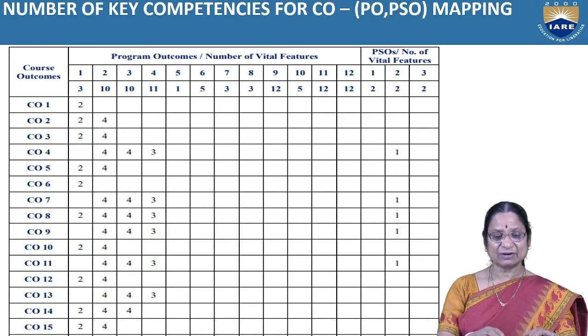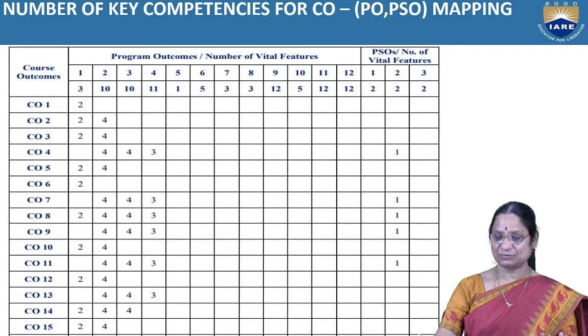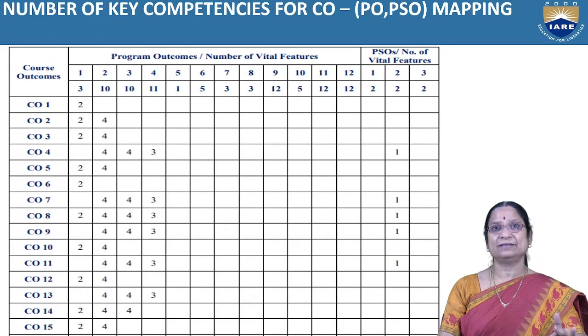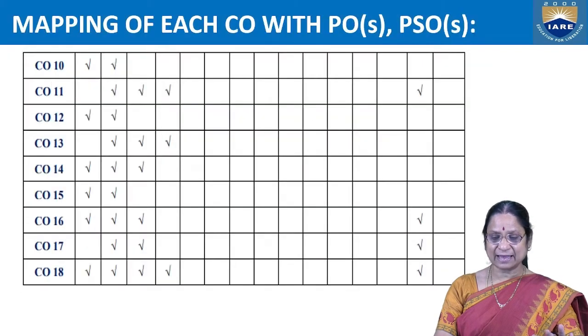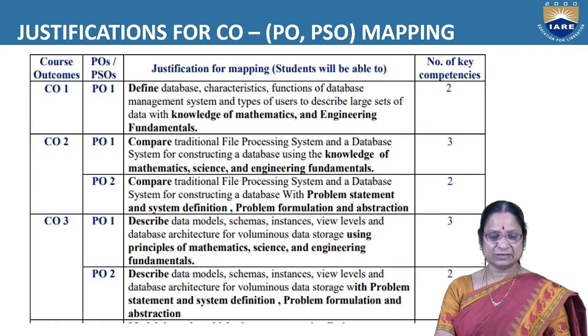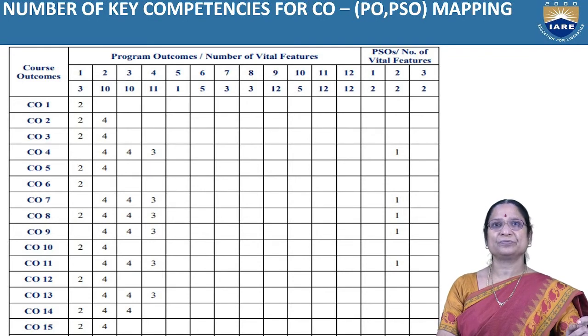So among these vital features, how many vital features are mapping with our COs, we will write. Because we already mapped now here. So these numbers we are going to write based upon here. So CO1 is having, let us assume, CO1 is 2. CO2 is with PO1 3, 2. So you observe. And we are going to have CO3, 2, 4 and so on and so forth.